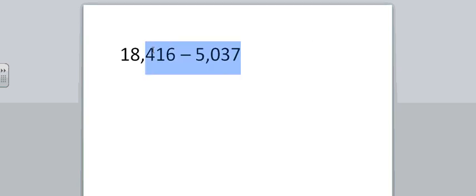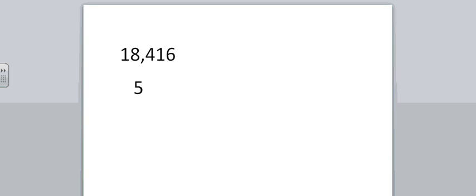Next one. Question 4 is a similar thing. Make sure you line it up. I cannot stress how important that is. The most common mistake I see 3rd graders and 6th graders and everybody make with this kind of problem is lining it up. So 18,416 minus 5,037. I'm going to make sure that my ones place is totally matching.